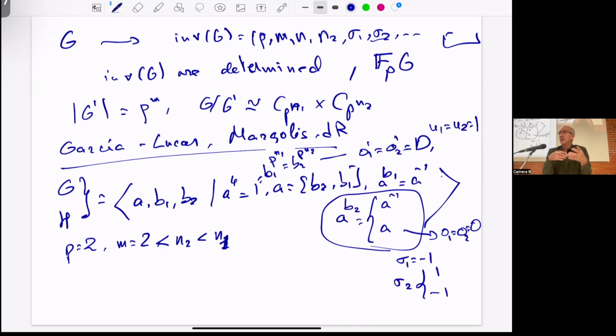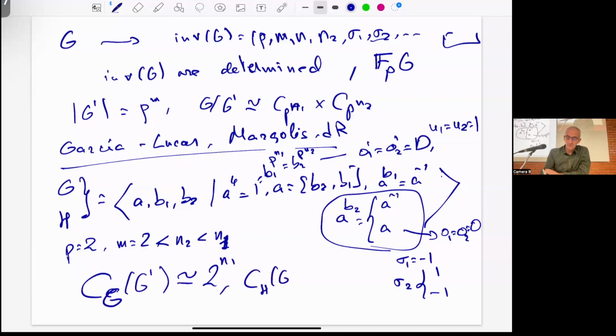But let me tell you another reason why they are not isomorphic without going through this classification. The reason is that the centralizer of the derived subgroup of the first one has order 2 to the n1, but for the second one, the order of the centralizer is half of the other one. So this tells you that the groups are not isomorphic, and that was not difficult.